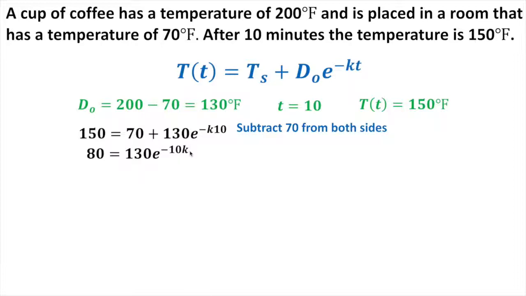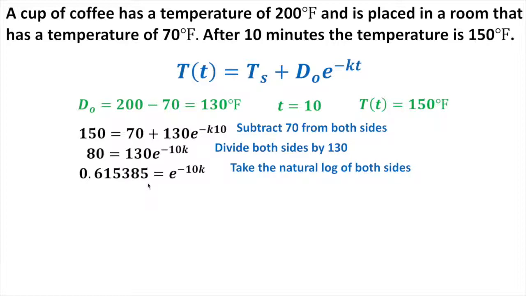All right, from here, what we're going to do is divide both sides by 130. I divide both sides by 130, and I get this decimal, 0.615385. Okay, we're going to have to round this eventually, but not yet. That's why I like to have a lot of decimals there. Now I need to get this out from the exponent. So the way we do that is we'll take the logarithm of both sides. But again, I'm going to take the natural log of both sides, because when I take the natural log of both sides, my ln and my e will cancel each other, leaving me with just a negative 10k.